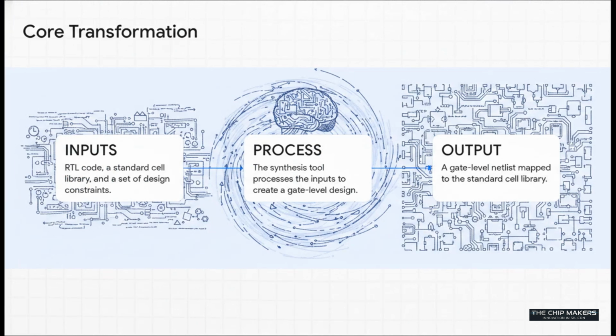Now, this whole transformation needs three key things from the designer. First, you've got the RTL code. That's the design itself. Second, a set of design constraints. These are the rules. Things like, hey, this chip has to run at 3 gigahertz. And third, you need a standard cell library, which is basically the parts list of available logic gates from a specific factory. The synthesis tool takes all that, does its thing, and spits out that final blueprint.